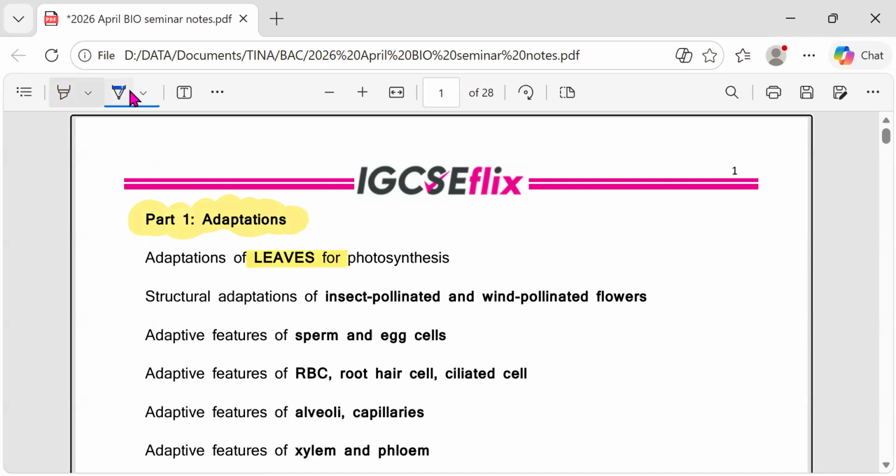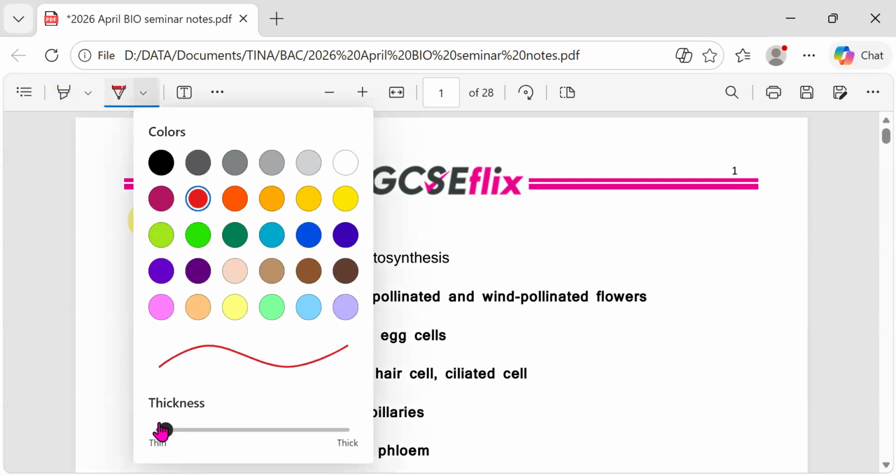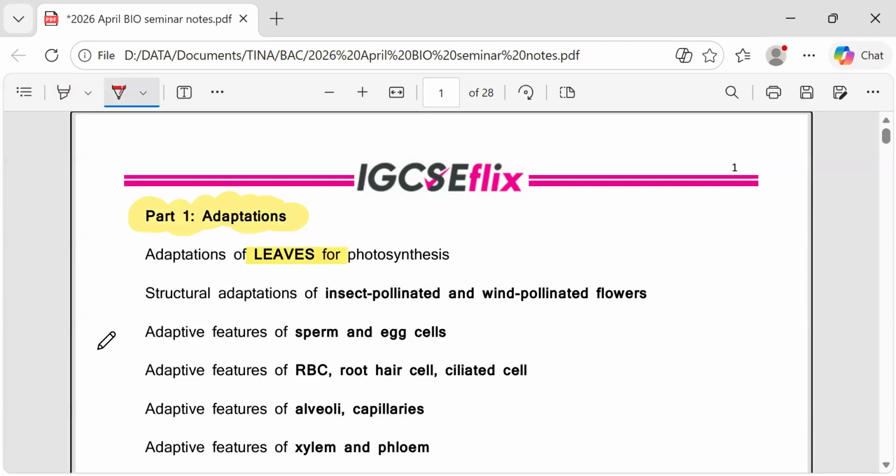Now just randomly, when I say adaptation of leaves, what can you think about? To prevent water loss. But that's not photosynthesis. For photosynthesis, to allow the light to pass through. For example, the upper epidermis is transparent. And then the palisade mesophyll has many chloroplasts, and it's tightly packed.